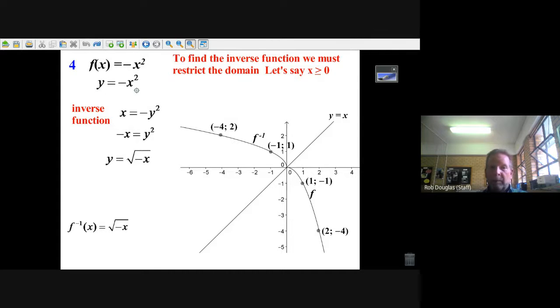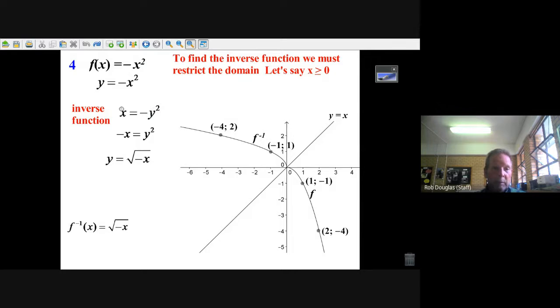Well, you don't have to think about the graph or anything like that. All you have to do to find an inverse is switch x and y. So you have f of x equals minus x squared, which is the same as y equals minus x squared. And then what you do is you switch x and y. X equals minus y squared. Well, that's called the inverse function.